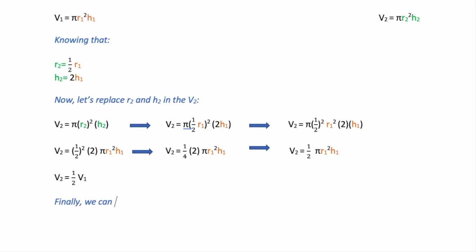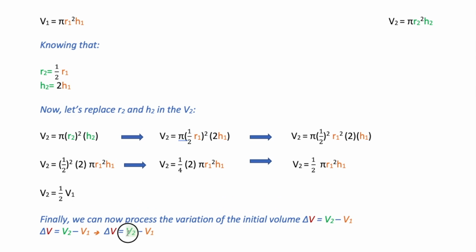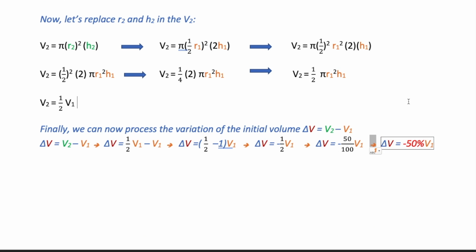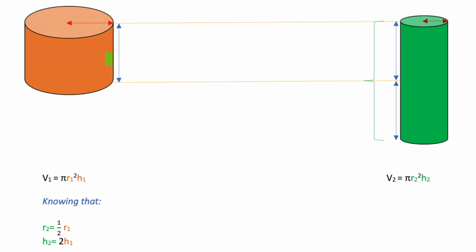Finally, we can now process the variation of the initial volume, delta V, which is V2 minus V1. Now, in this formula, we need to replace the value of V2 in terms of V1. We can now factorize V1 and obtain 1 over 2 minus 1, which will give us negative 1 over 2. So by multiplying 50 to both the numerator and the denominator, we get negative 50 over 100, which is negative 50%. Due to the negative that you have obtained from our calculation, we can safely assume this is a decrease.